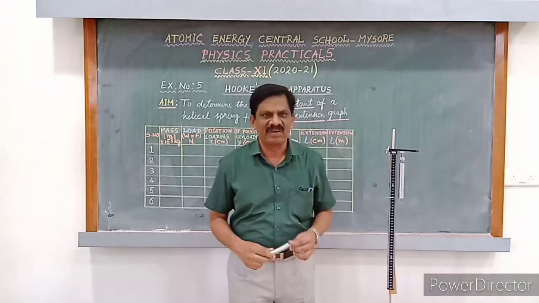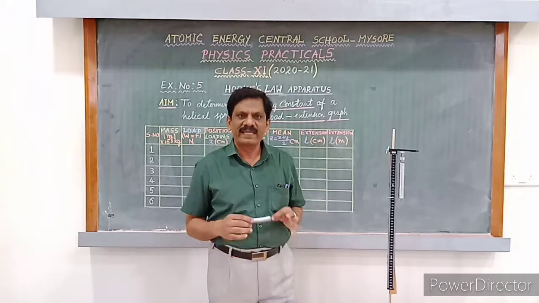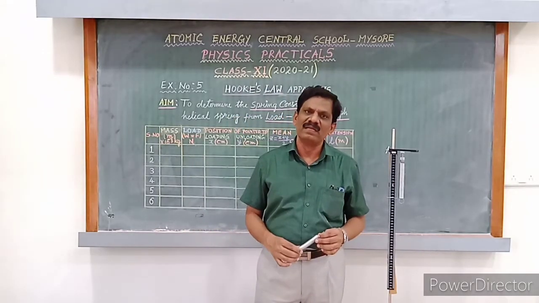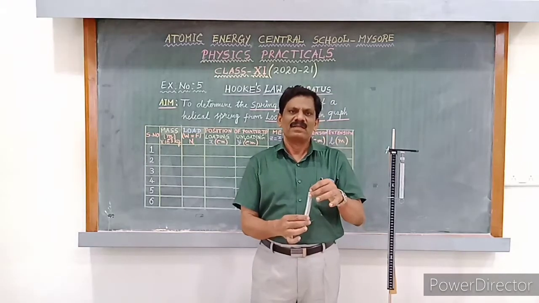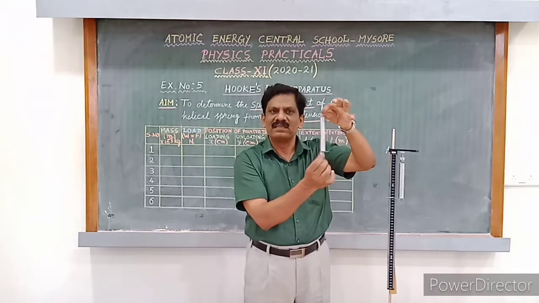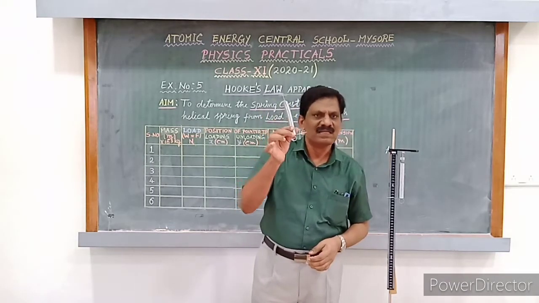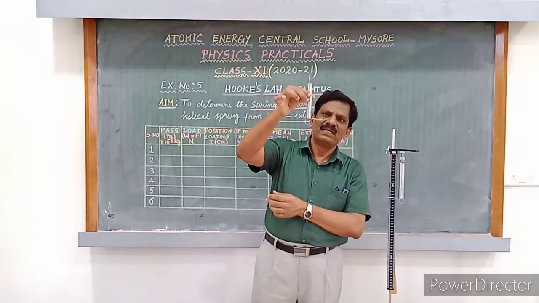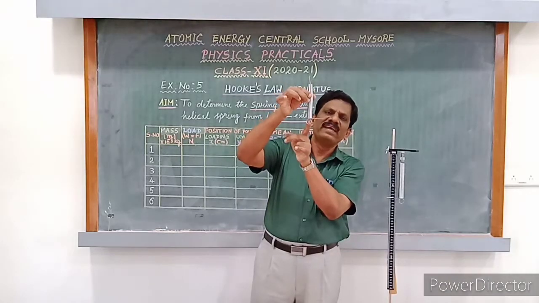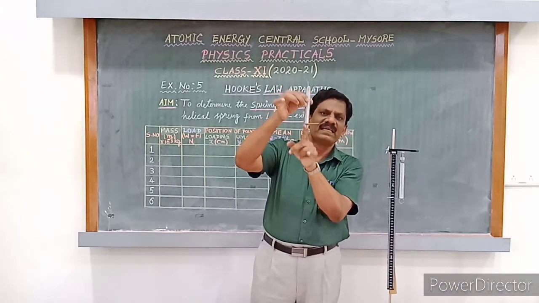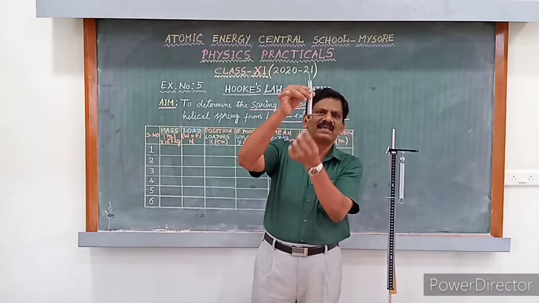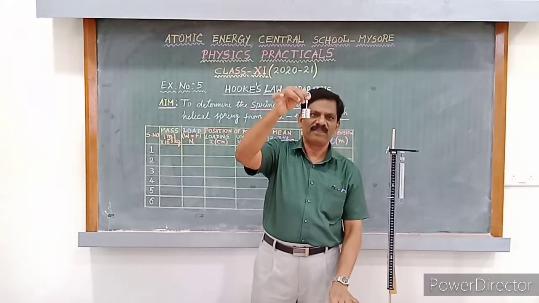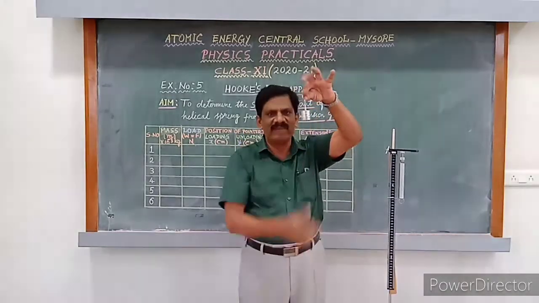Now we are going to perform the experiment. Once again I want to remind you, my dear students, the aim of the experiment is to determine the spring constant of a helical spring. The shape is called a helical spring. Now you can see that the spring is provided at the bottom with one weight hanger. Here we are going to attach some slotted weights. Slotted weights will be like this. This is called a slotted weight.